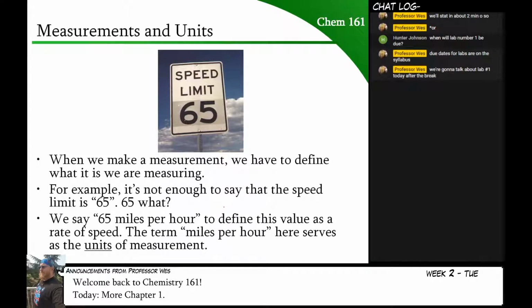We're going to define these units, the most important part of the measurement, as miles, or not miles per hour. We're going to define those as units.